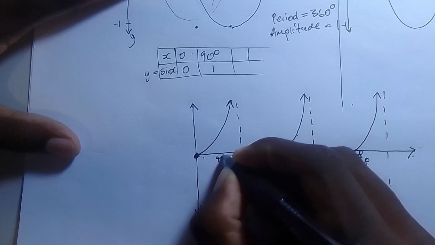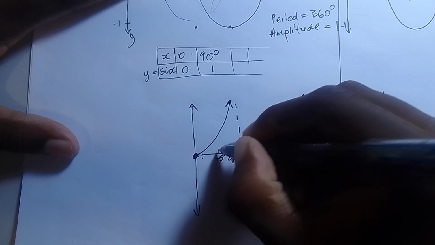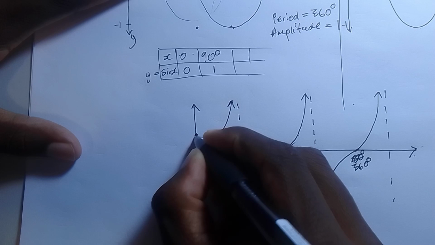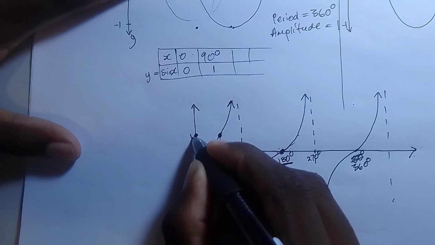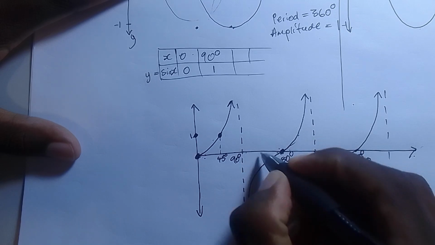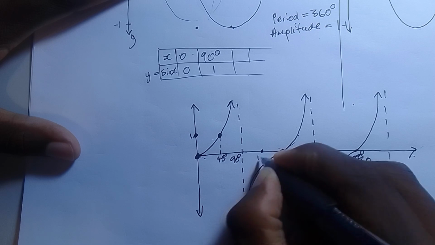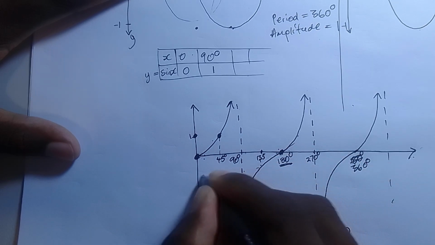At 45 degrees, another interesting thing about tan is that it's always equal to 1 if it's the mother graph. At 45 degrees it's going to be equal to 1. Then here, I think it's 135 degrees, it's going to be equal to -1. It's an interesting thing to know.